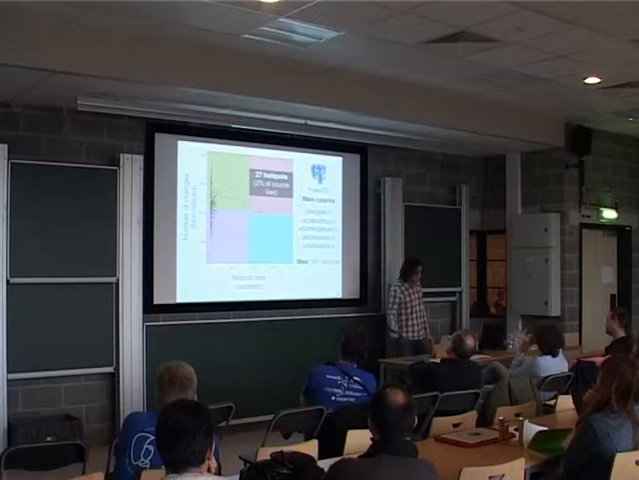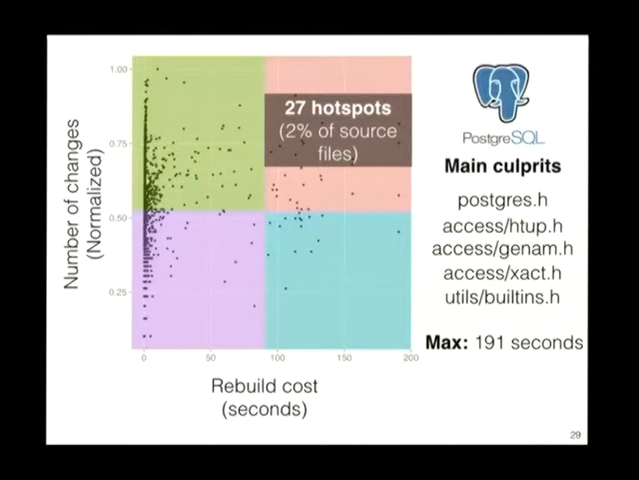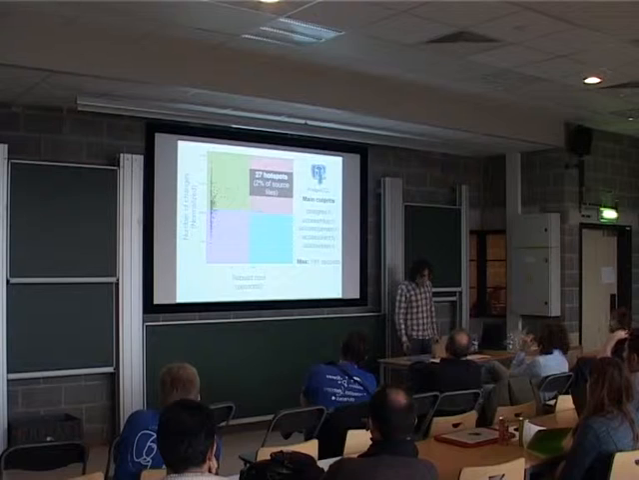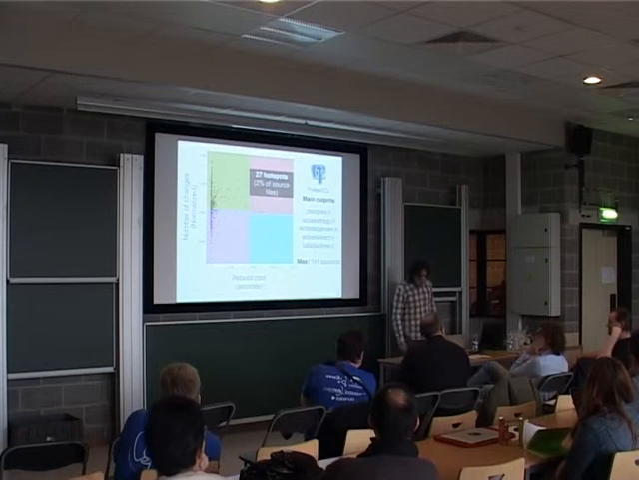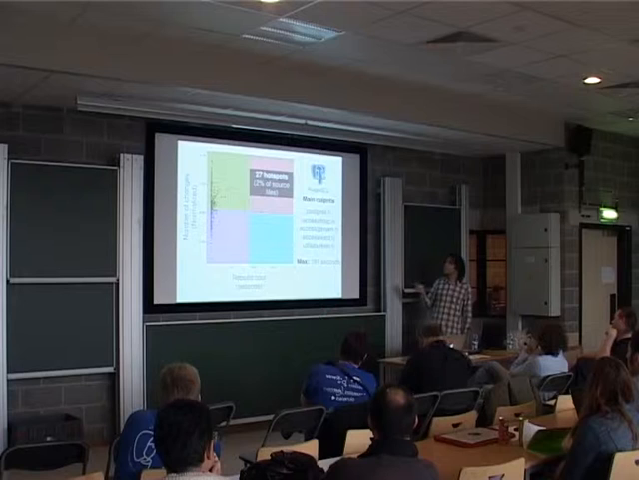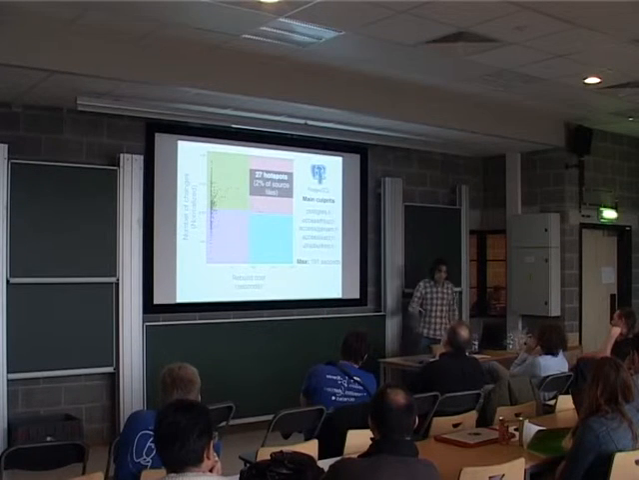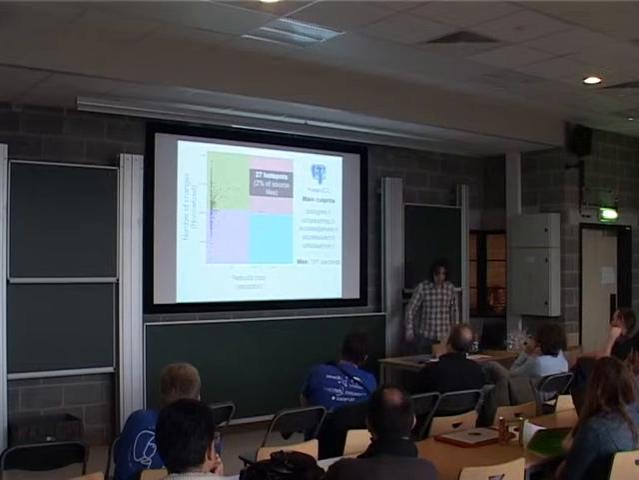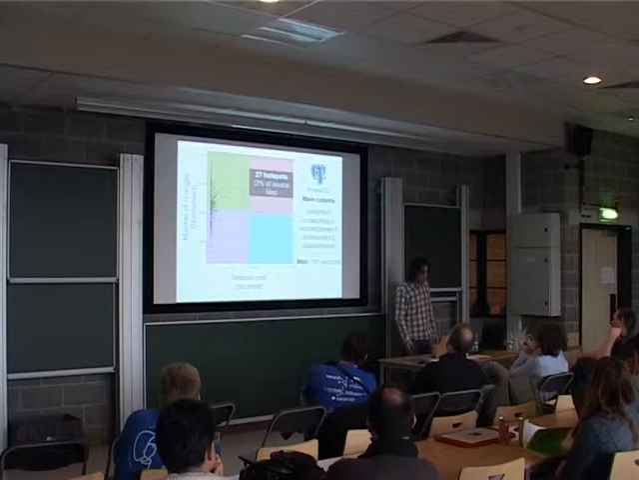Then we turned to Postgres, and we found that only 2% of the files are actually hotspots here. So good job to those of you who are Postgres developers. Way to go. We still found 27 hotspots here, though. And in the worst case, it was just over 3 minutes to rebuild some of these hotspots. Some of the main culprits that we identified are these five files. So actually, if these five files were tackled internally, most of these hotspots would actually disappear.